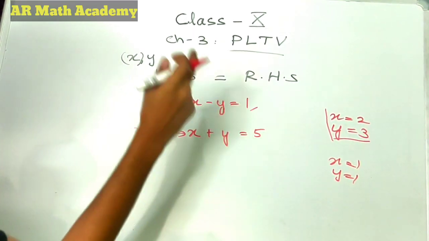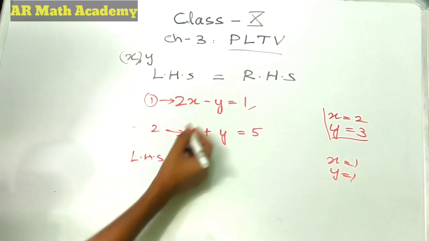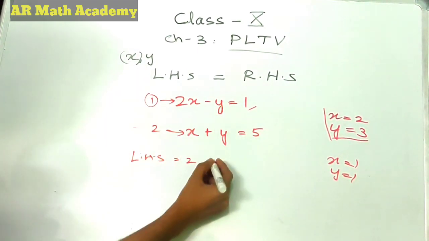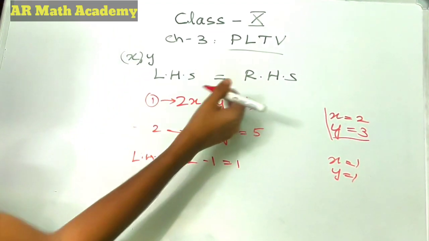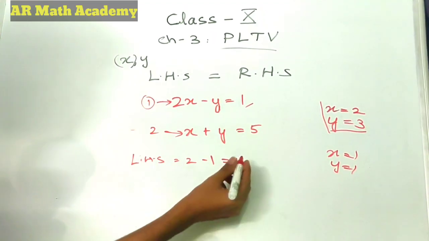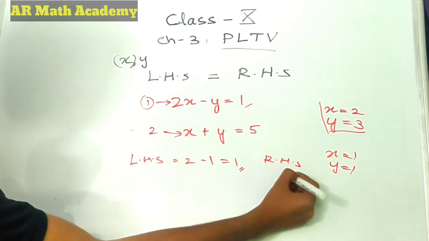x is equal to 1, y is equal to 2. When substituting this in equation 1, the LHS part will become 2 times 1, which is 2, and y substituted over here. So 2x minus y, so 2 minus 1, which is 1. Well, the first case it is correct because LHS I am getting as 1 and RHS is also 1, as you can see over here. So RHS is also equal to 1.